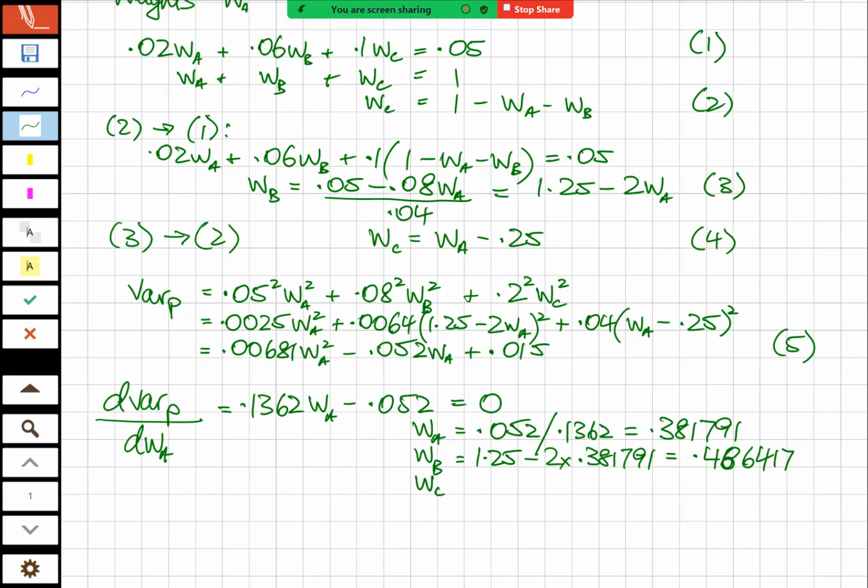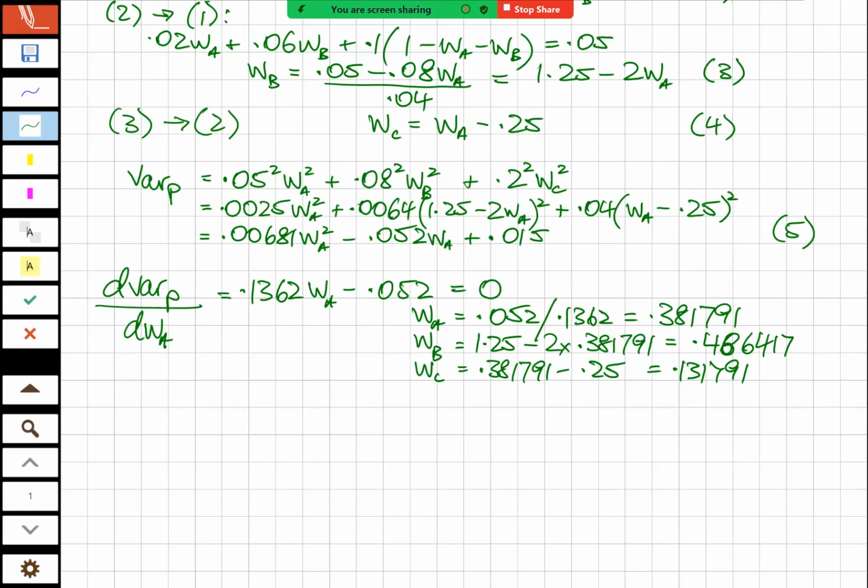0.6417, and WC will then be using equation 4, WA minus 0.25, so that's 0.31791 minus 0.25, and we get 0.131791. And because we had our constraint that the proportions must sum to 1 built in there, and we actually used it in equation 2, those three proportions do in fact sum to 1.